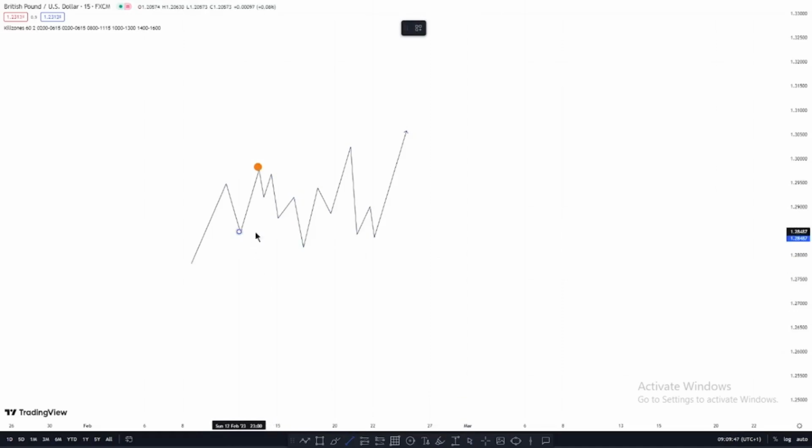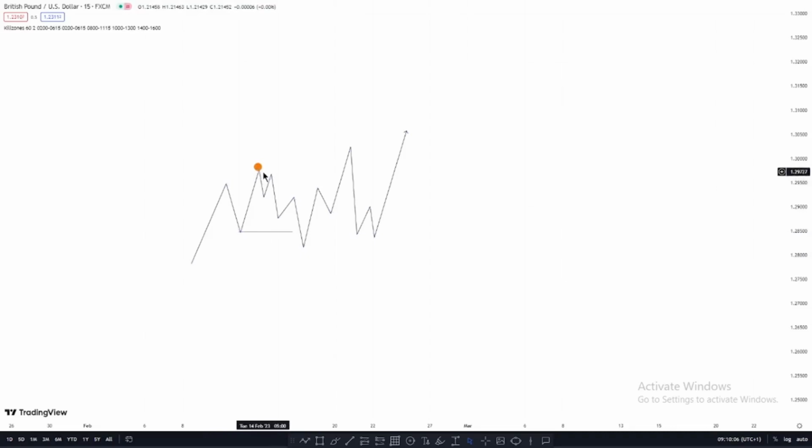This is very, very important for you to understand. It took out this first internal structure low. If you like, that is the first pullback. It took it out. Once this structure low, the first internal structure low, has been taken out, it means that this high has been confirmed as a valid high.